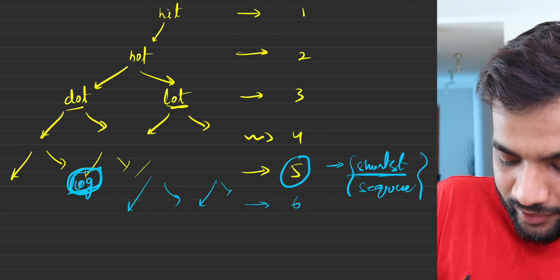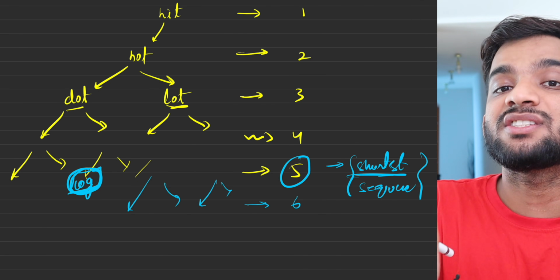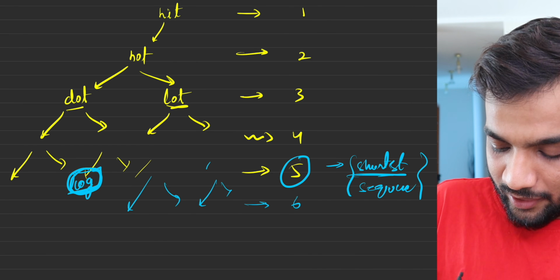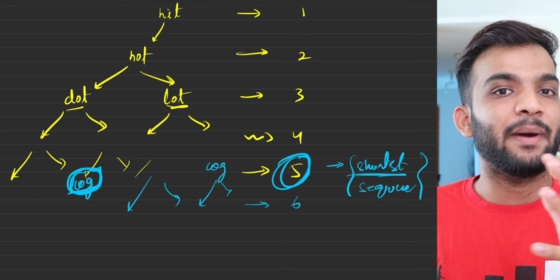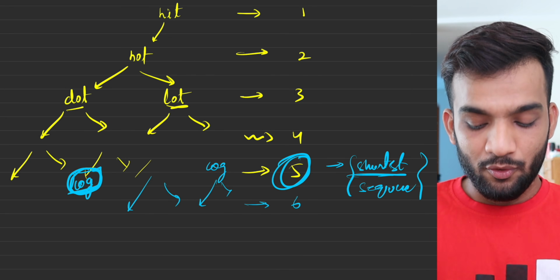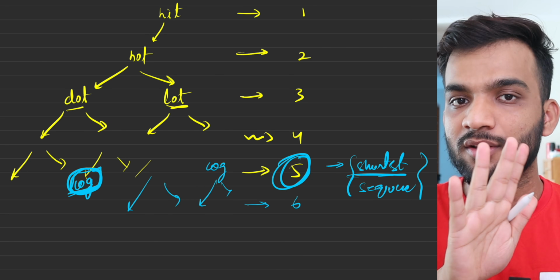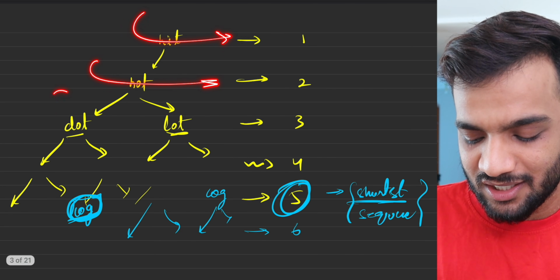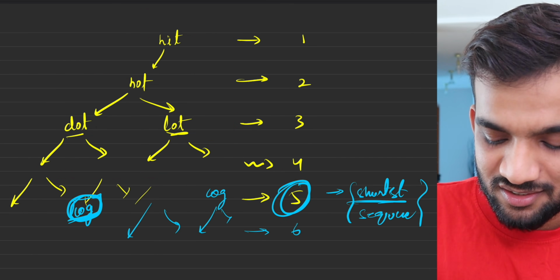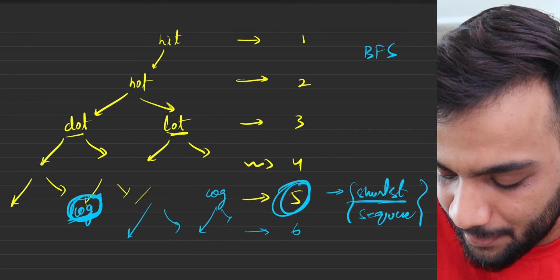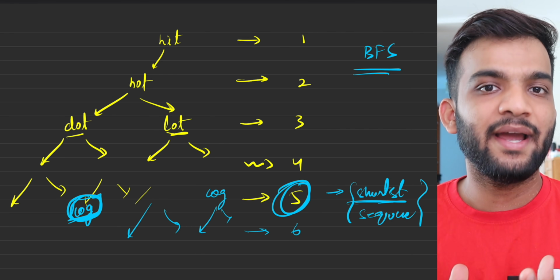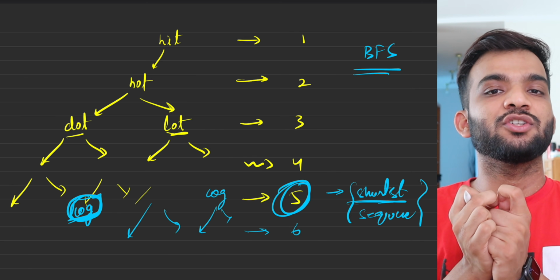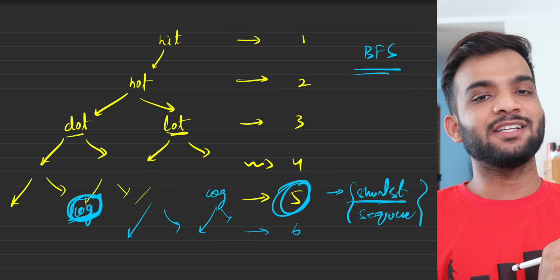Whatever I'm getting over here, that's the first instance of cog. It might come over here again, but length 5 is what matters. So the first time, whenever we encounter the end word, that is when we end. Which traversal is this, guys? Yes, it is nothing but the BFS traversal. So we go ahead and apply BFS traversal to this in order to solve this amazing tough problem.